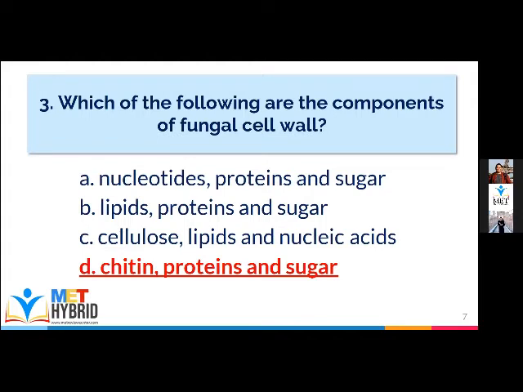So what comprises the cell wall of plants? Do you know? Anyone? Ano po yung organic compound na nasa cell wall ng plant, which is different from your fungi? Yes, cellulose. So letter C there, the cellulose, the lipids, nucleic acid, walang nucleic acid sa cell wall ng plant. The cellulose is the main component of a plant cell wall.